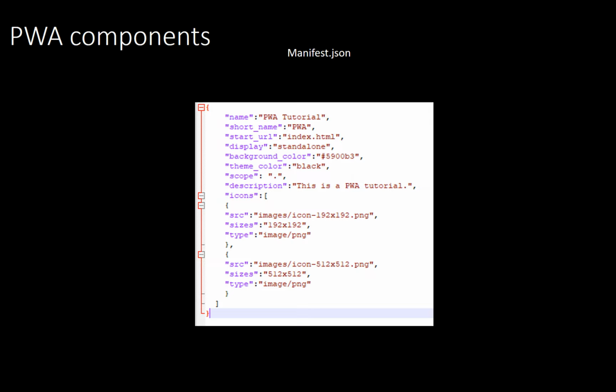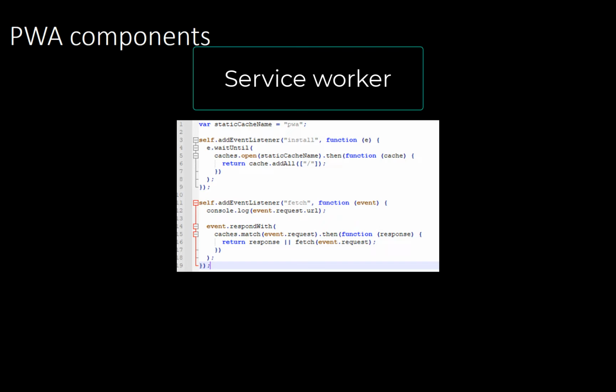Here is the manifest JSON file that describes paths to the icons and how the application window should look. Note it's a standalone window with purple background. And here is a service worker. A service worker is a separate JavaScript file which runs in the background and acts as a proxy between the front end of the web application and the back end server part.